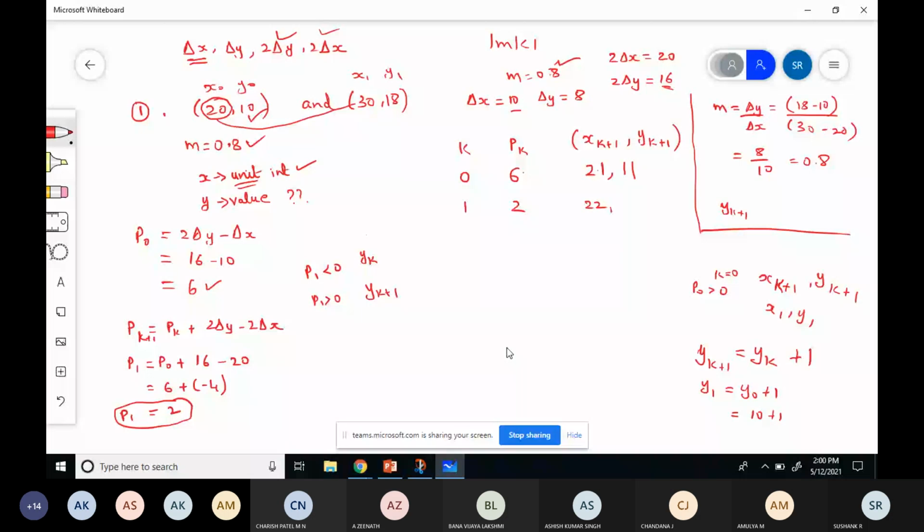Are you understanding this? Yes or no? So unmute and you just answer yes or no. Are you getting this point? Yes.